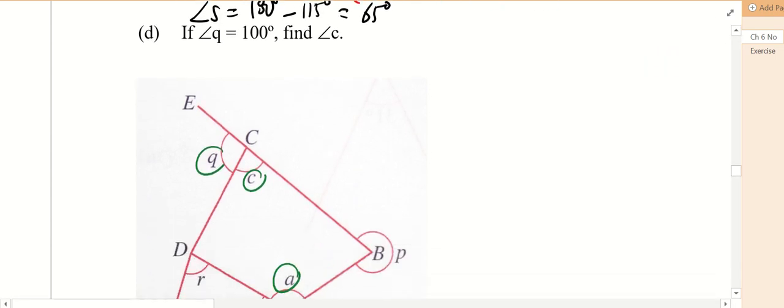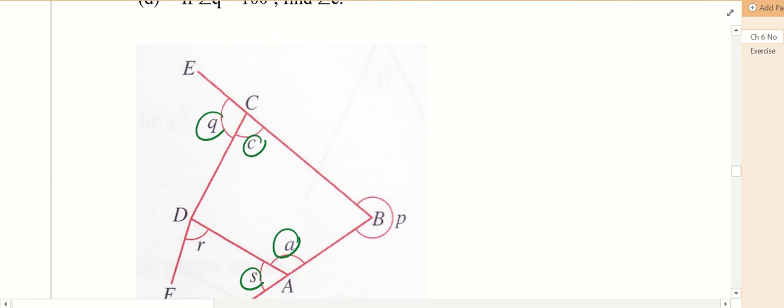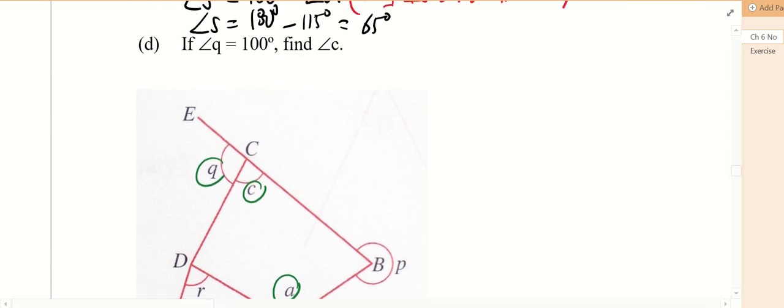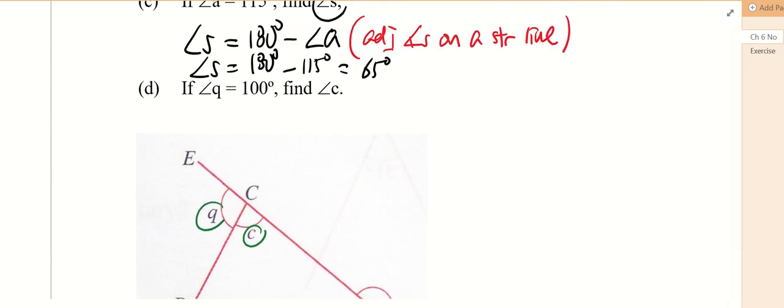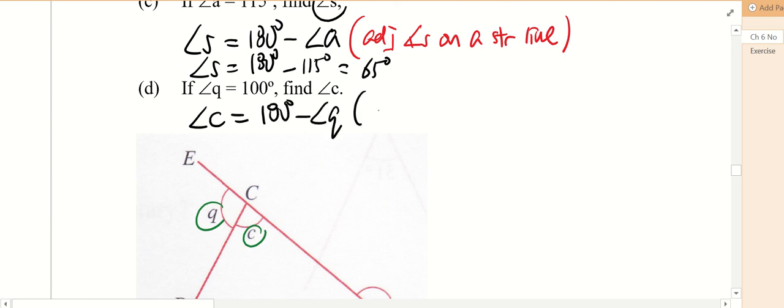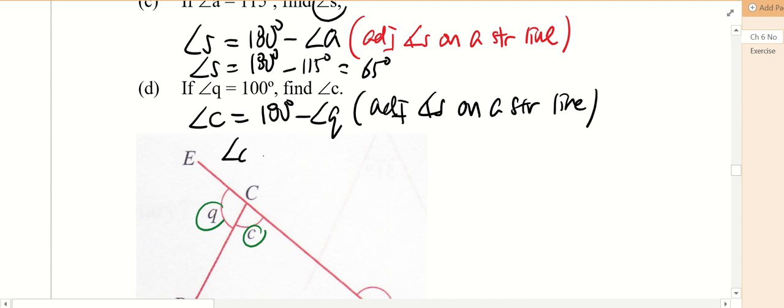If Q is 100 degrees, find angle C. Exactly as we were saying, we use the same thought process. Angle C equals 180 degrees minus angle Q. Again, same reason: adjacent angles on a straight line. And from there, we know that angle C equals 180 degrees minus 100, and that gives us 80 degrees.